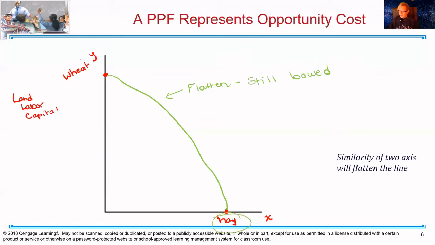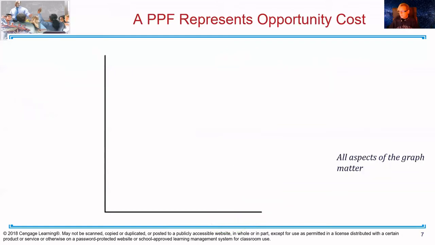So hay and wheat are more similar than if I put in another line, and I'll do that just to show you. So maybe computers are here. And so the bow of this would be much more dramatic. Hopefully that makes some sense to you. But again, it flattens out the bow of this. Still not going to be a straight line, but it is going to be flatter. As I said, all aspects of this graph matter.